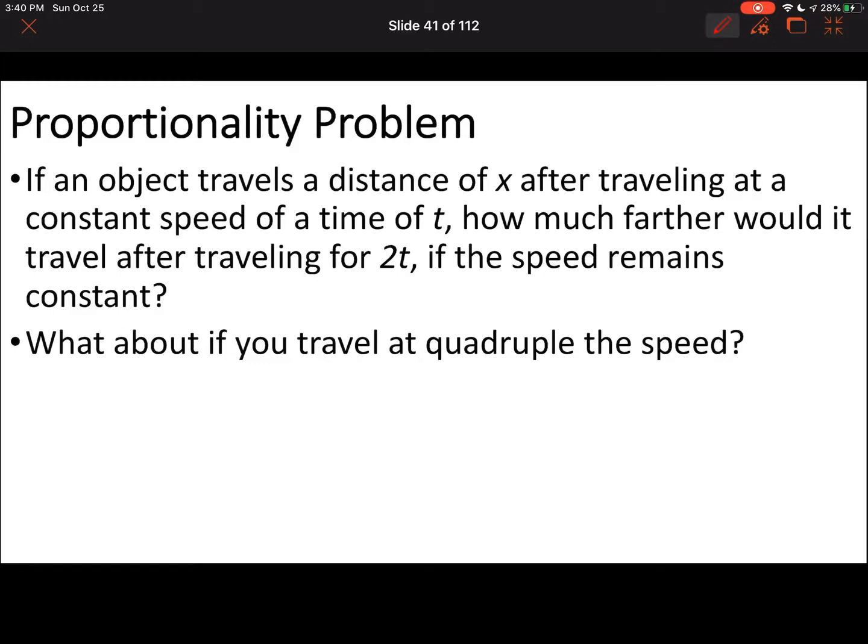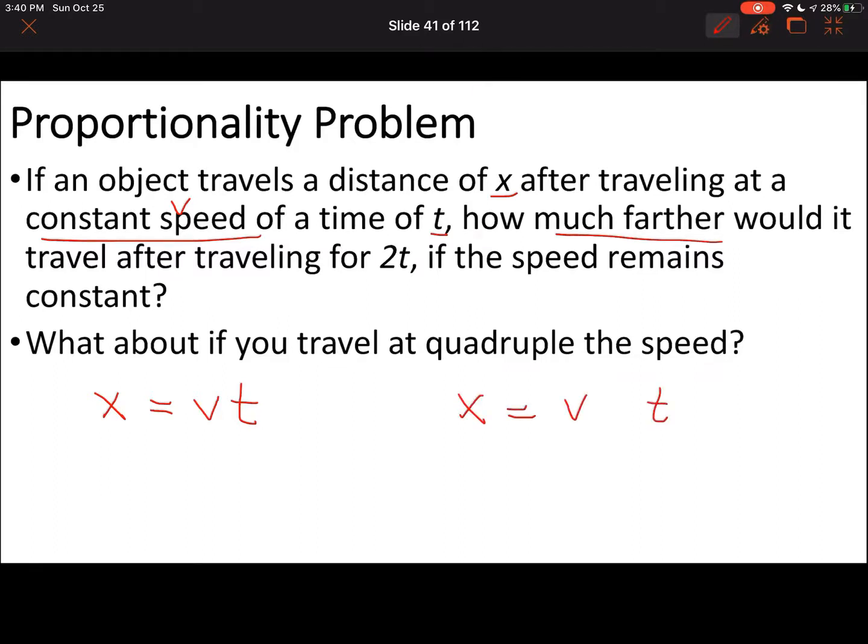An object travels a distance x after traveling at a constant speed for a time t. How are these three variables related to each other? X and t, and we have a constant speed. Why don't we just call that v for logic's sake? Well, I know x is related to the velocity and the time by x is v times t if it is a constant speed. And we are asking, if I double the amount of time we travel for and I keep the speed the same, how much farther would it travel?